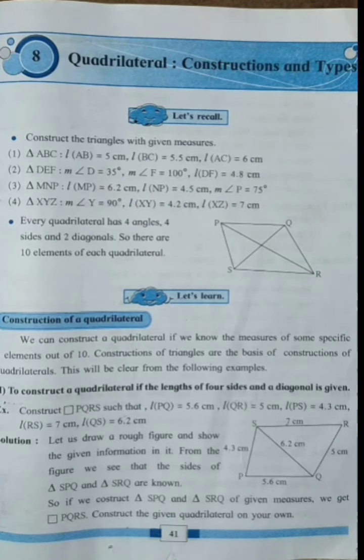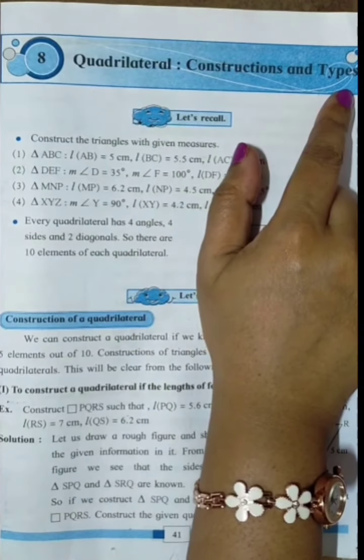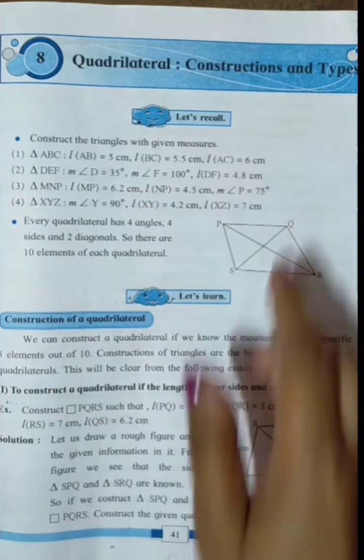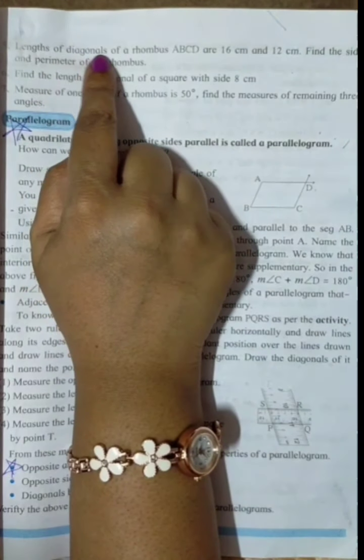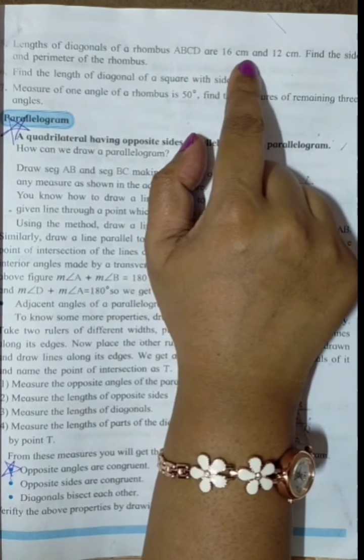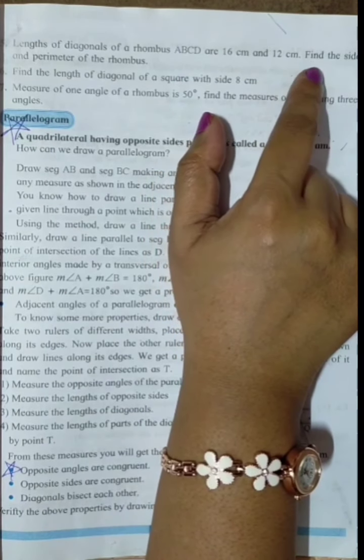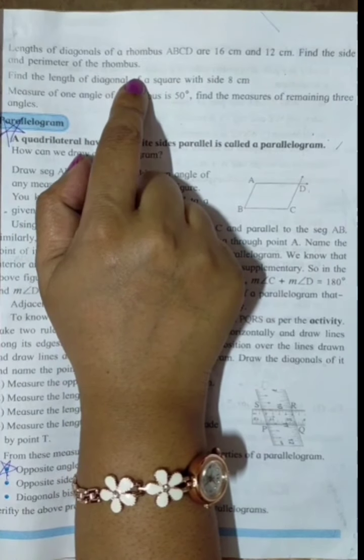Today we are going to study Chapter 8 Quadrilateral Construction and Types of Class 8. Practice set 8.2, question number 5: the lengths of the diagonals of a rhombus ABCD are 16 cm and 12 cm. Find the sides and perimeter of the rhombus.